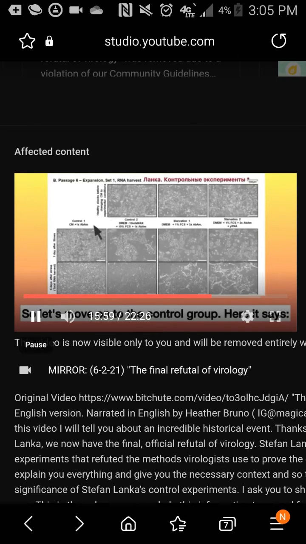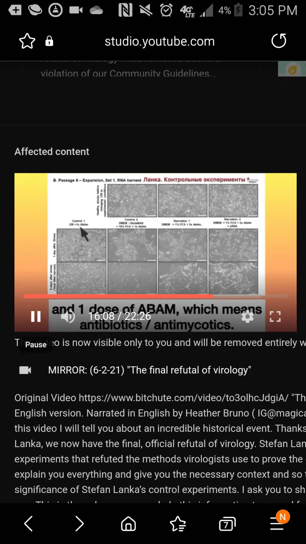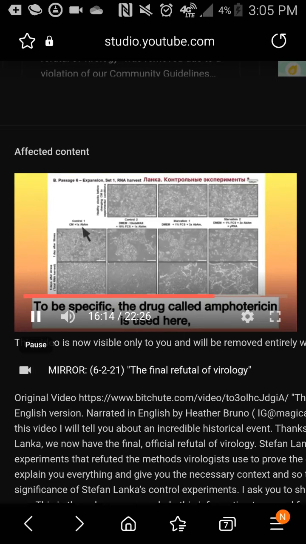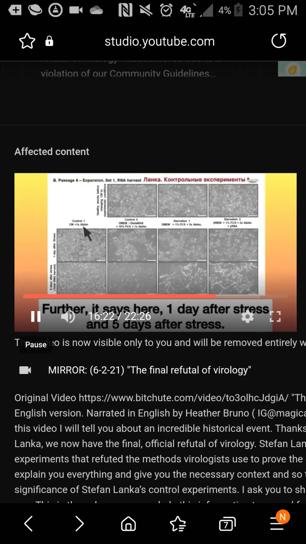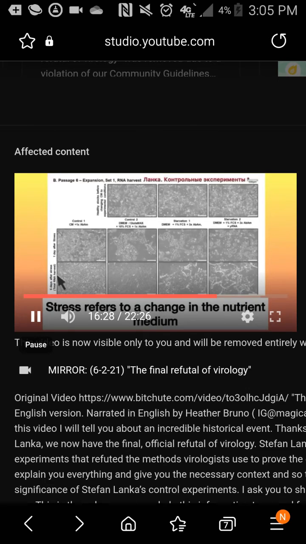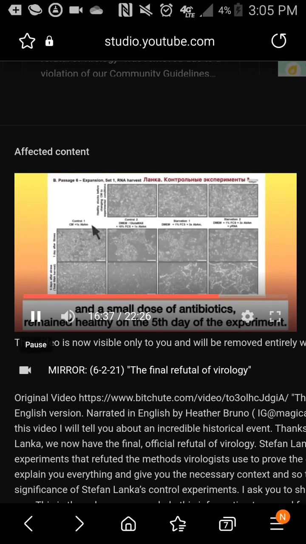So let's move on to the top control group. Here it says, control number 1, CM, is a culture medium that is complete normal cell nutrition and 1 dose of ABAM, which means antibiotics, antimycotics. To be specific, the drug called amphotericin is used here because it was the drug that was used in all SARS-CoV-2 isolation studies. Further, it says here 1 day stress and 5 days after stress. Stress refers to a change in the nutrient medium. As you can see, the cell line that from the very first day received good nutrition and a small dose of antibiotics remained healthy on the 5th day of the experiment.